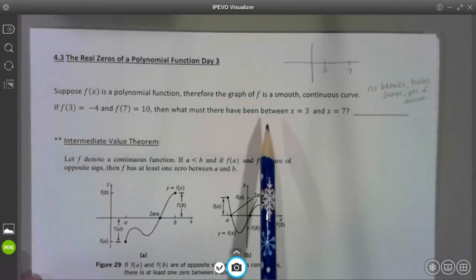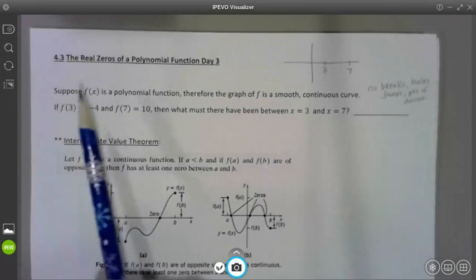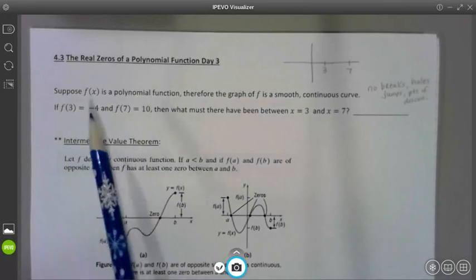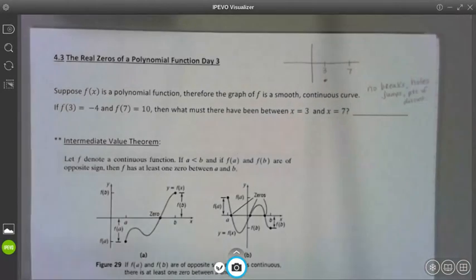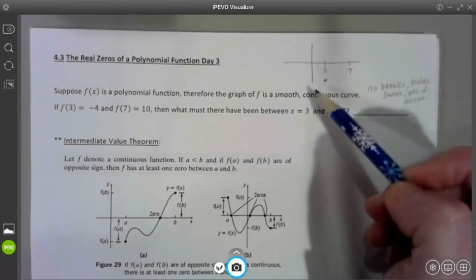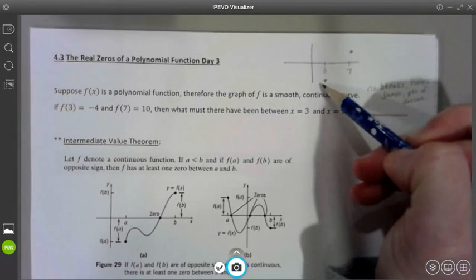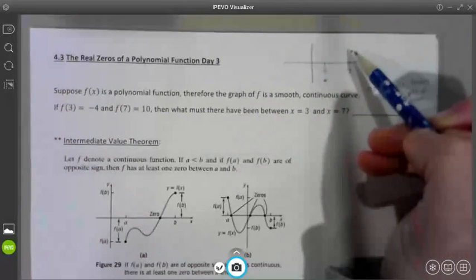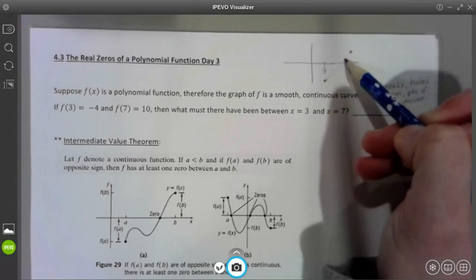Then what must there have been in between x equals 3 and x equals 7? So think about it. If you plug 3 into this polynomial function and a negative number comes out, but then when you plug 7 in, a little bit more down the x-axis, a positive number comes out, what is that graph going to have to do to connect these two dots in a smooth continuous fashion? It's going to have to cross over the x-axis.